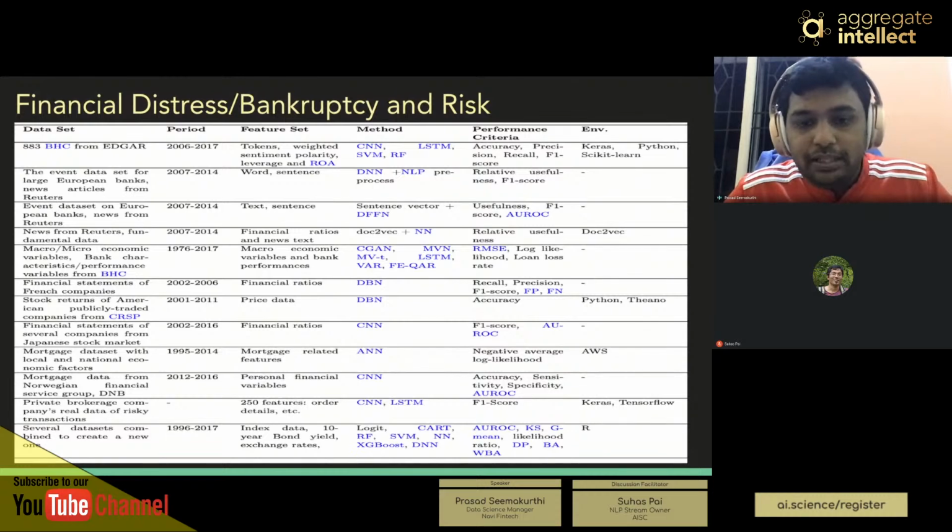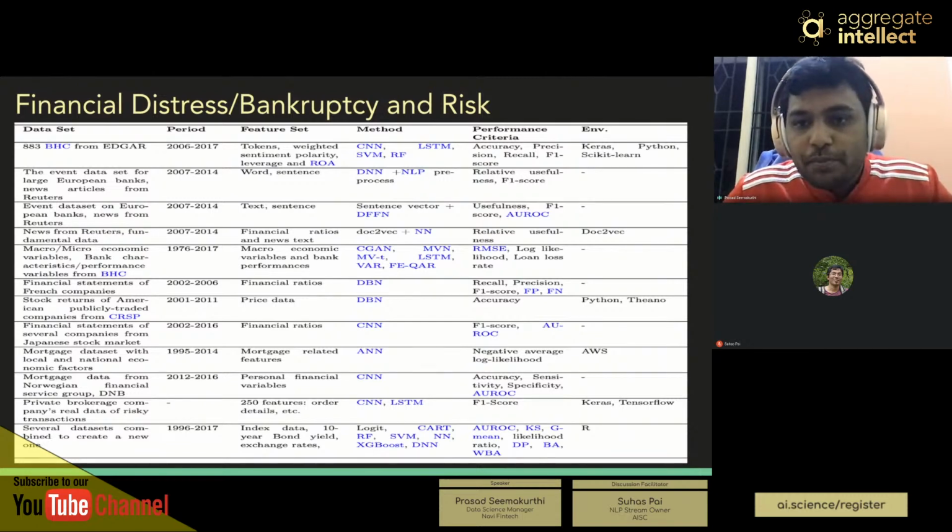Again, there have been a lot of real world use cases. If you look at some of them, people have tried extracting financial news from Reuters and Bloomberg, and they've created a pre-processing layer before feeding it to the deep neural network.